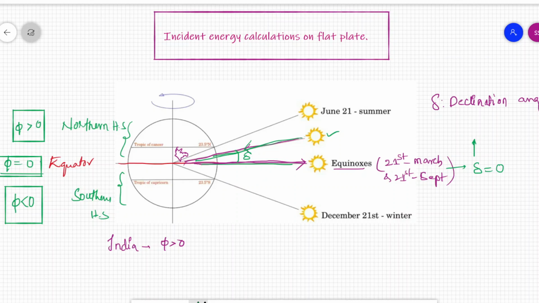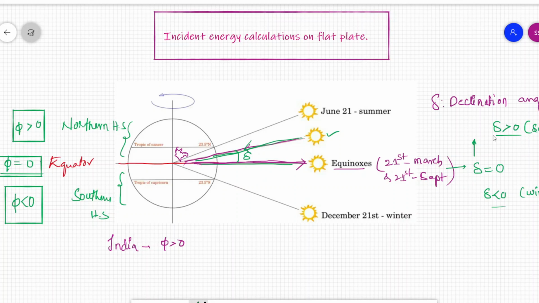From March 21st to June, it is increasing and it is greater than 0, and it will be less than 0 for winter. So for summer the declination angle is greater than 0, and for winter it is less than 0. These are the things you need to remember.